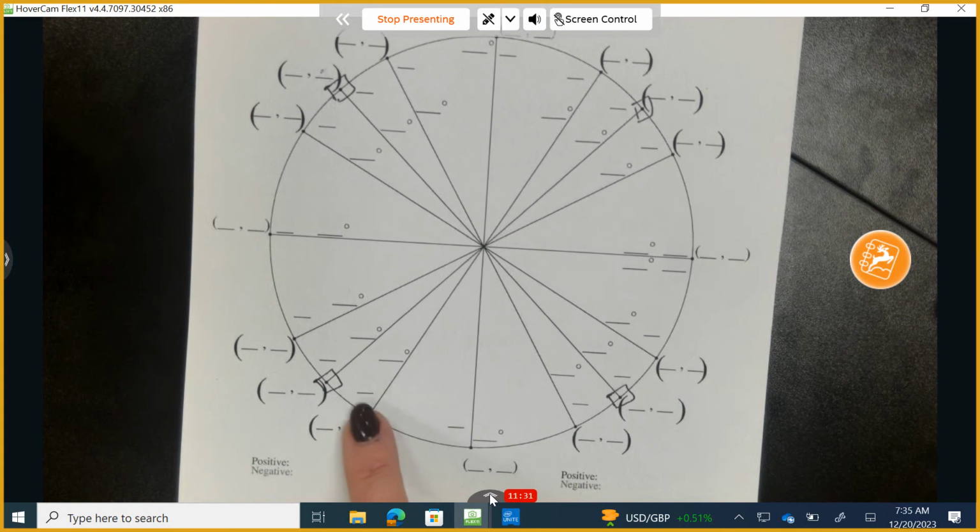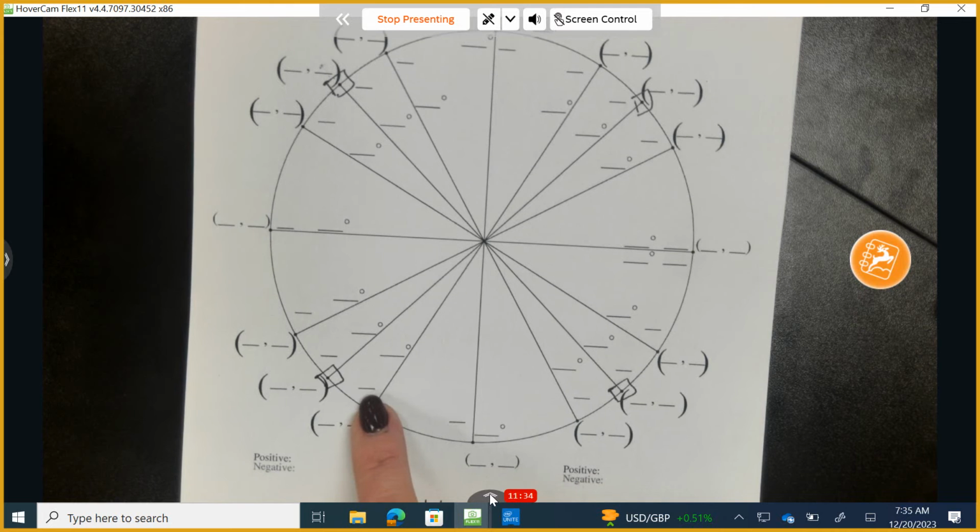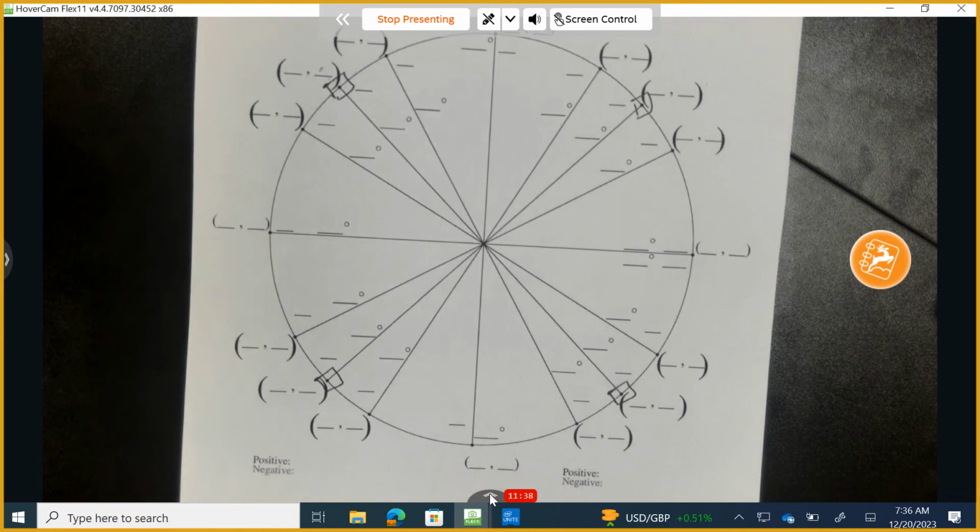Check with your partner. All cell phones away, please. All cell phones away. Okay, we're good? Yes? Okay, now I'm going to throw 4s in there. I want you to find for me 7 pi over 4.